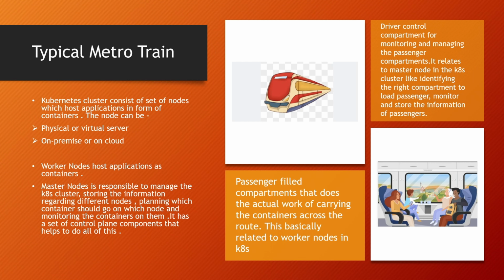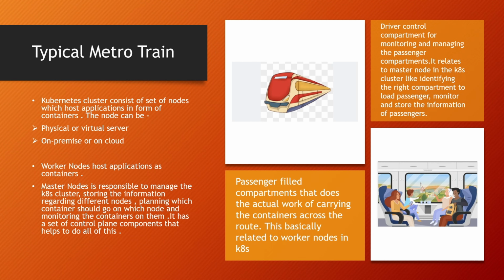It depends completely on your project requirement. If they want to go with the cloud or if they want to go with on-premise servers, all those things they can do using the Kubernetes cluster. Now, worker nodes host your applications in the form of containers, and the master node is responsible for managing the entire Kubernetes cluster, storing all the information regarding the different nodes, planning which container should go on which particular node, and monitoring the containers on them. The primary things are done by the master node, and the worker node does the actual work of running those containers.